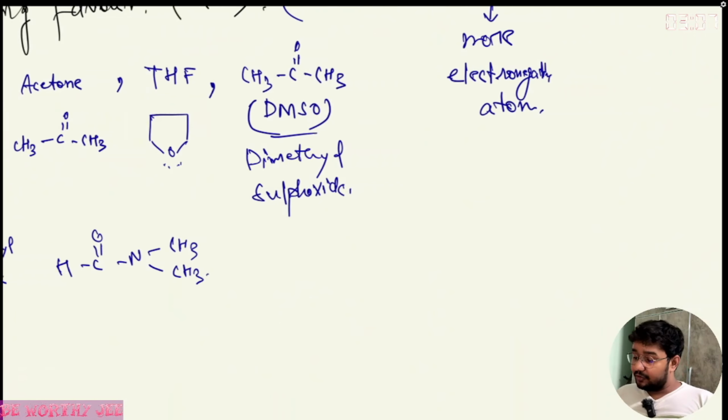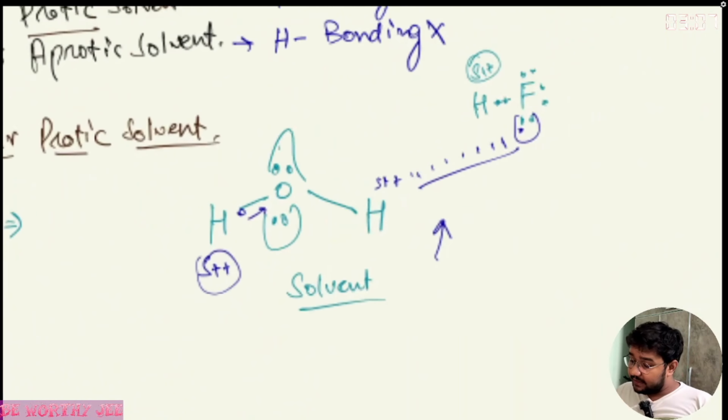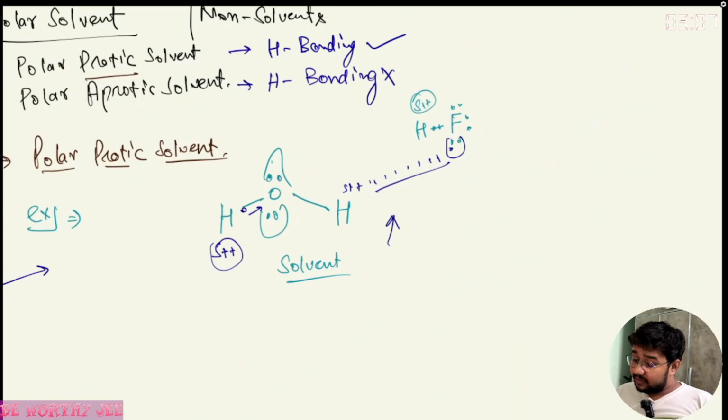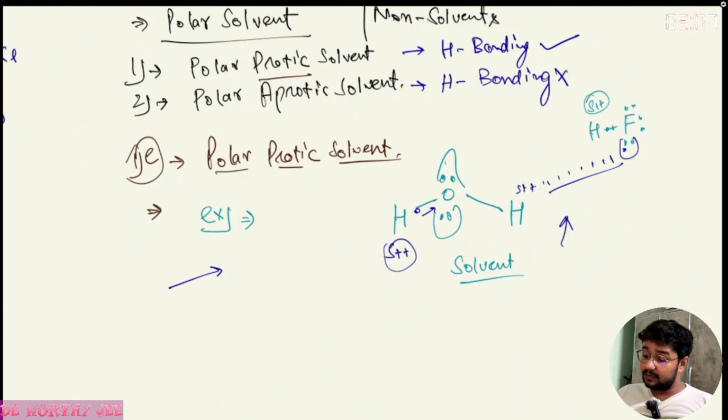So let me summarize it for you guys. You should understand here that it can be oxygen, fluorine, and nitrogen. If hydrogen is attached to a more electronegative atom, such as oxygen, fluorine, and nitrogen, then this is called the polar protic solvent. If hydrogen is not attached to them, then it is a polar aprotic solvent. So this favors H bonding formation, this doesn't favor H bonding formation.